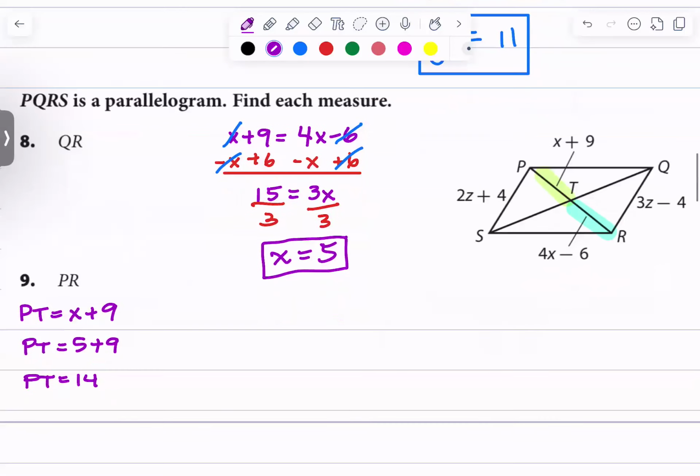Okay. Do I have to plug in X for TR as well? Because I'm trying to get PT, right? PR, I mean. I'm trying to get PR here. Correct? That's what I'm doing for number 9.